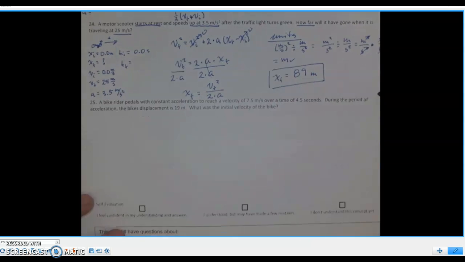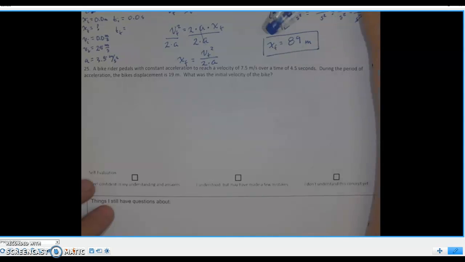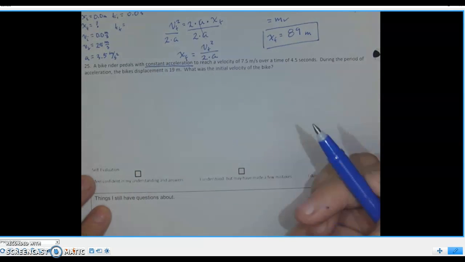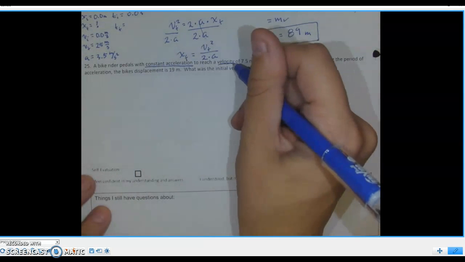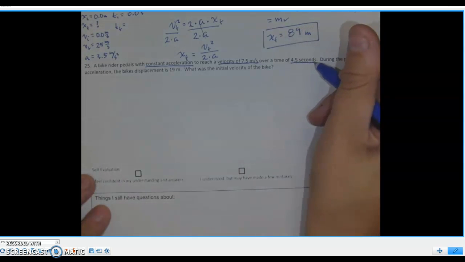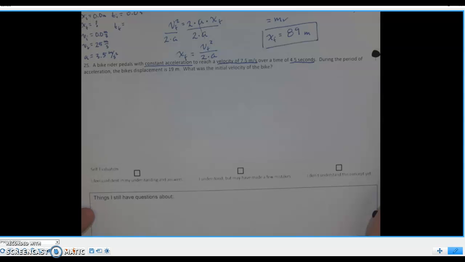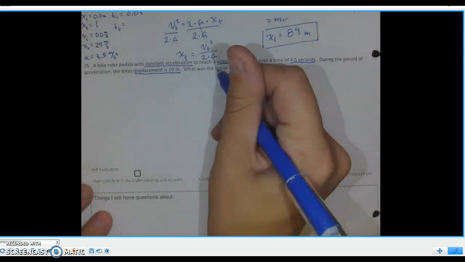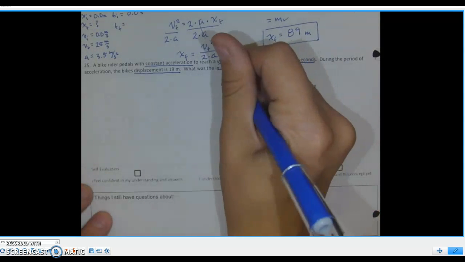Okay, our last problem. A bike rider pedals with constant acceleration to reach a velocity of 7.5 meters per second over a time of 4.5 seconds. During the period of acceleration, the bike displacement is 19 meters. What is the initial velocity? That's what I'm solving for.